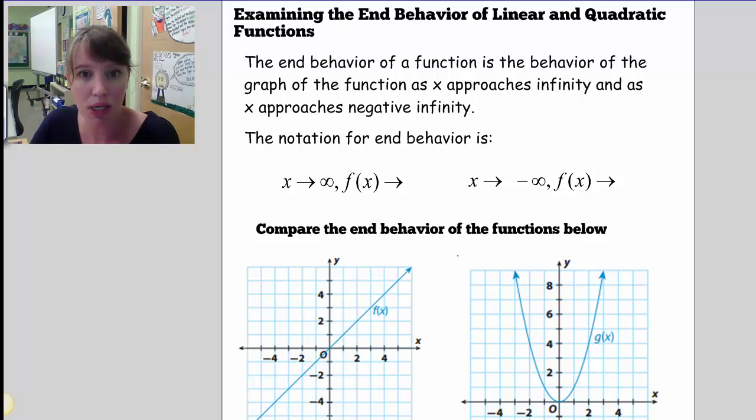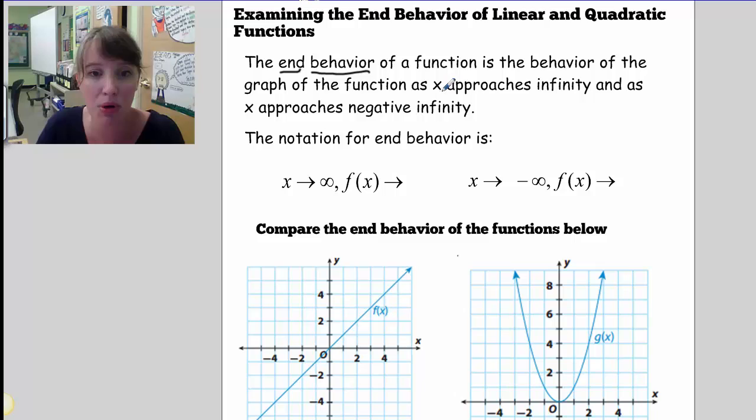Okay, so here we are looking at something called end behavior. The end behavior of certain functions can be different, and that can allow you to determine whether the function is, for instance, linear or quadratic. So end behavior is exactly what it sounds like. It's the behavior at the end of a function.